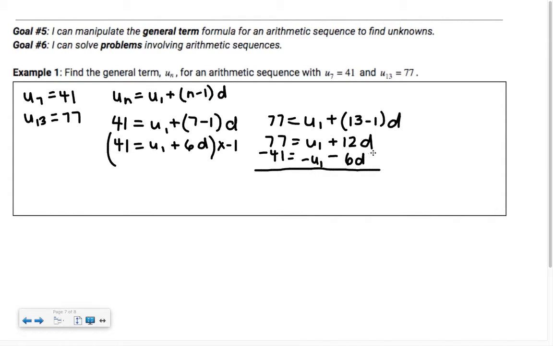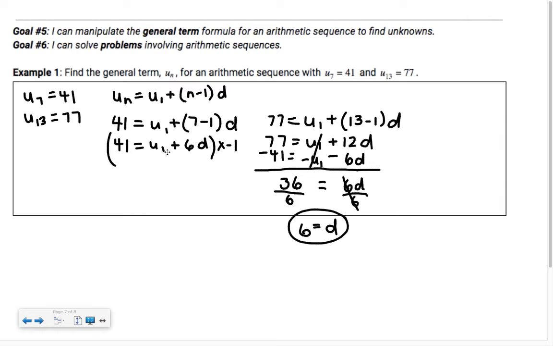So starting from the right side, I have 12d minus 6d. That's going to leave me with 6d here. I have u1 minus u1. Those are going to cancel out. And I always want one of my variables to cancel out when I'm doing elimination. Finally, I have 77 minus 41, which gives me 36. So 36 equals 6d. To solve this for d, I need to divide both sides by 6. 36 divided by 6 gives me 6. So I now know that my common difference is 6.